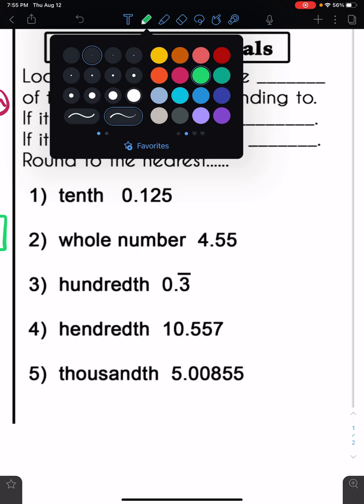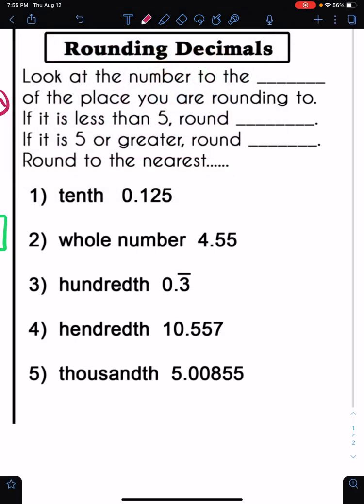All right, another thing that you've probably learned before, but we're just going to review it because you're going to need to round a lot this year, is rounding decimals. This is an important skill to have. So when we're rounding decimals, we're going to look at the number that is just to the right of the place that we're rounding to.